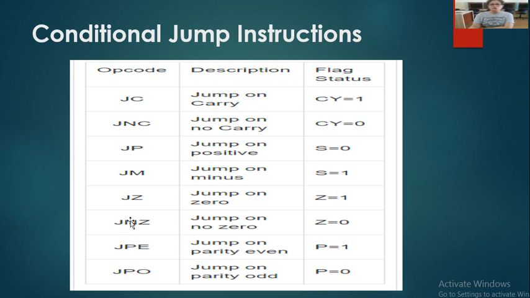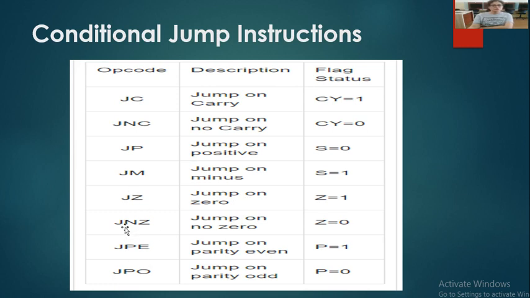Z stands for 0, and J stands for jump. So it is jump if 0, that is, jump if the result is 0. If the result is 0, we set the value of the Z flag as 1. I have already told you in the first or second session that when the value of the Z flag equals 1, it means the answer is 0. That's why we set the value of the Z flag as 1. So the condition is JZ, jump if there is 0, which means the value of Z is 1.